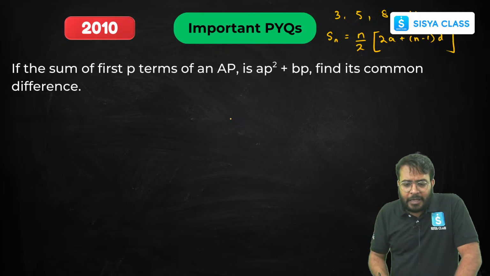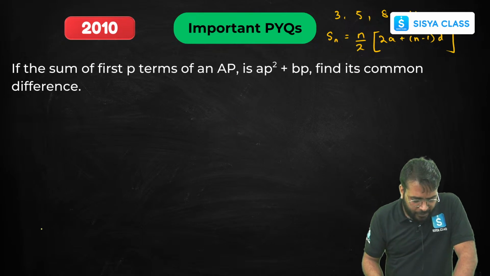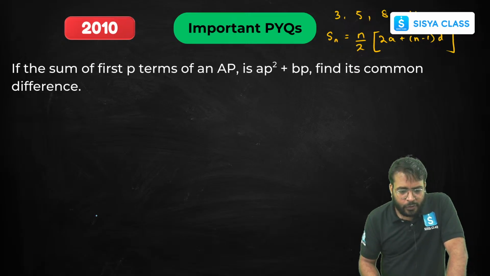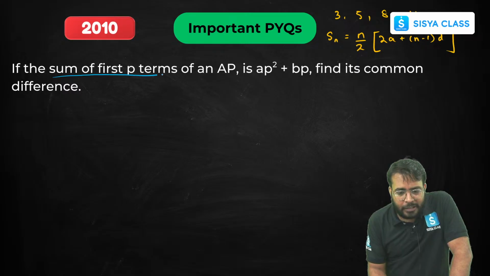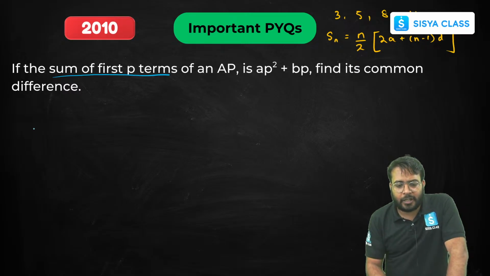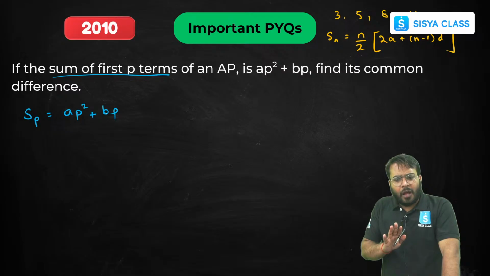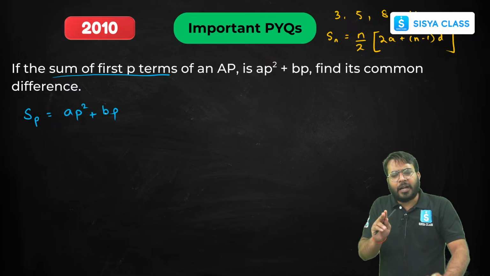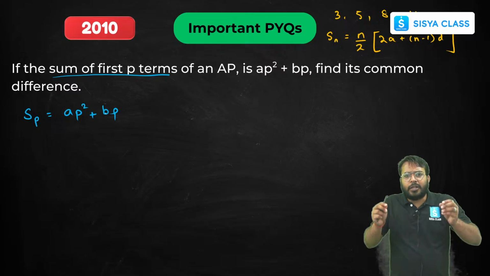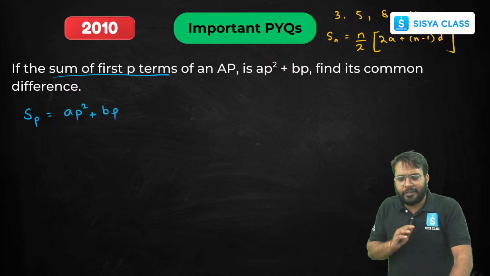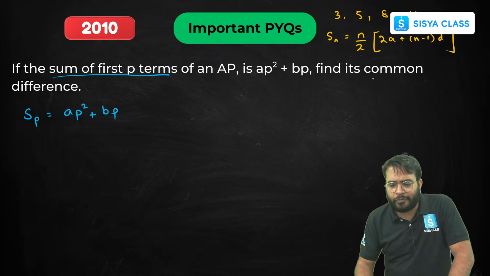ऑलराइट, अच्छा यहां पर इसने क्या दिया है? इस क्वेश्चन में क्या दिया है बेटा? इस क्वेश्चन में दिया है सम ऑफ p टर्म्स. Sum of p terms they are given as a p square plus bp. ठीक है, ओके सर. अब आपको इसका कॉमन डिफरेंस निकालना है, खाली इतना बताया है, they are just saying you that sum of p terms is going to be ap square plus bp in this format, what is going to be your common difference?